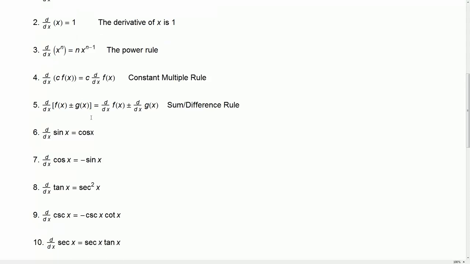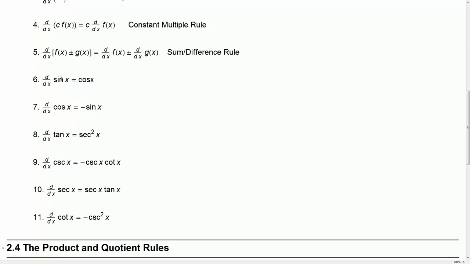The next one is the sum difference rule. It says if you're taking the derivative of two functions being added together, then the answer is the derivative of the first function plus the derivative of the second function. Or if you're using subtraction, then it would be the difference of the two derivatives. All this says is that the derivative of sums and differences can be split up into derivatives of each one individually. So you don't have to add the functions and then take the derivative. You can take the derivative of each function and then add or subtract.